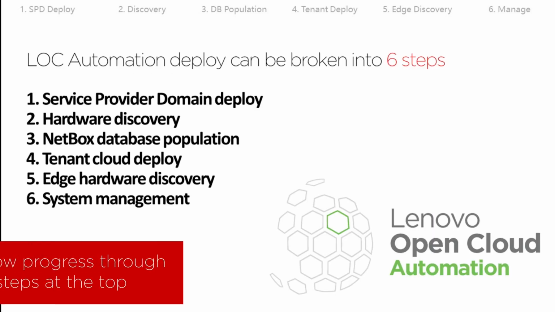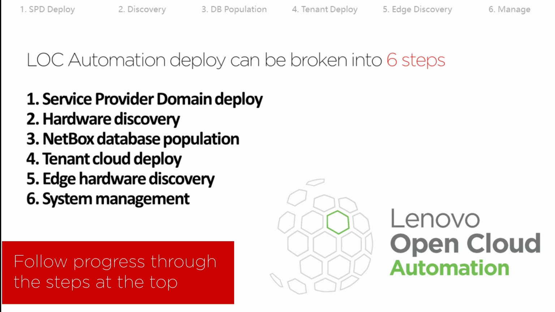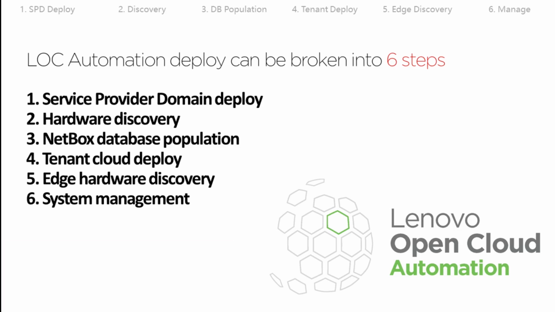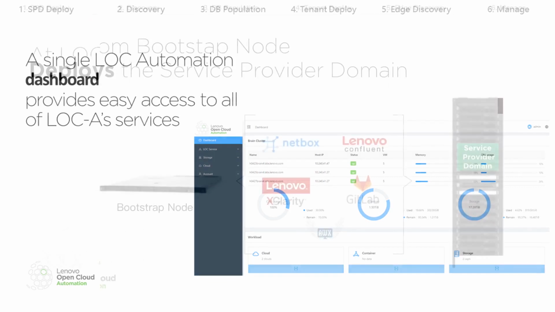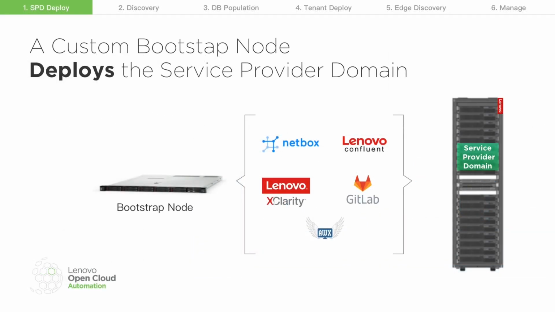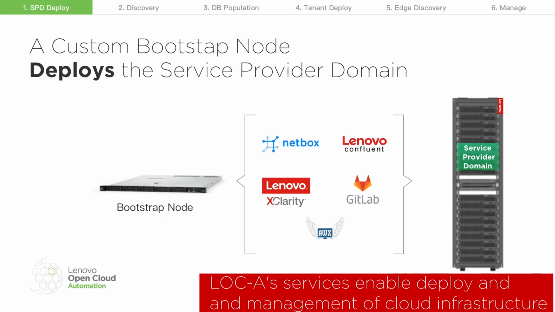There are six major steps that happen during a LOC Automation deploy. These steps are highlighted at the top of the screen. LOC Automation features a dashboard that provides a single interface to all the services that manage your clouds. The process starts with a custom bootstrap node that deploys the SPD, enabling each customer deploy to be unique.